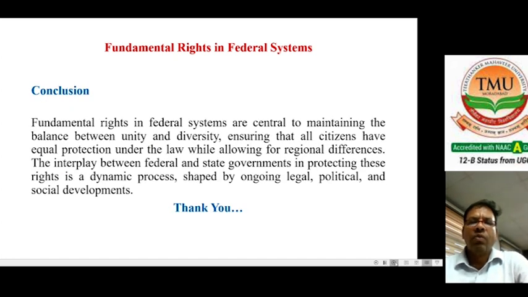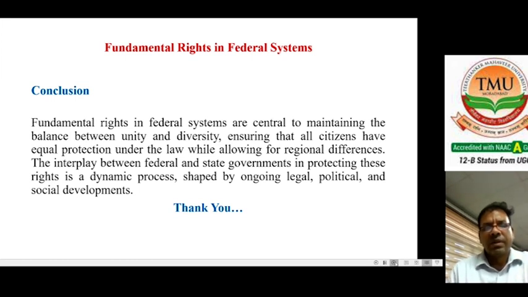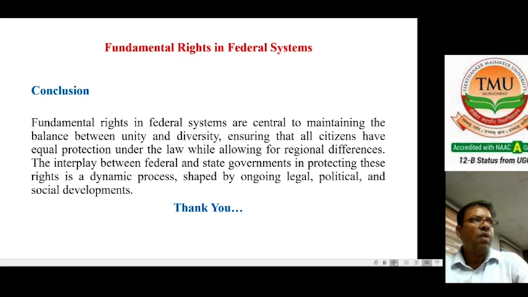Here I am going to conclude on fundamental rights in the federal system. Fundamental rights in federal systems are central to maintaining the balance between unity and diversity, ensuring that all citizens have equal protection under the law while allowing for regional differences. This interplay between the federal and state governments in protecting these rights is a dynamic process shaped by ongoing legal, political, and social developments. These are the important comments on fundamental rights in the federal system of government.